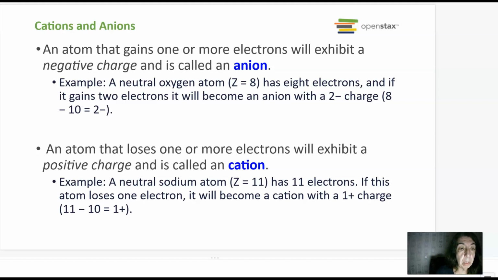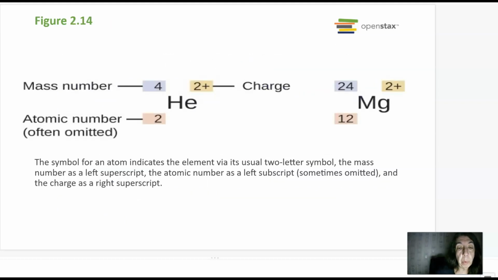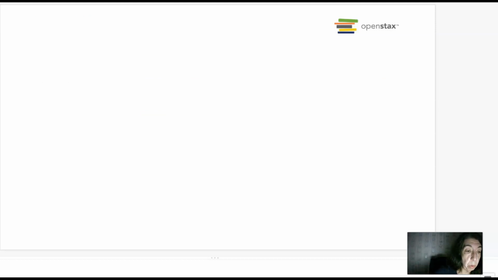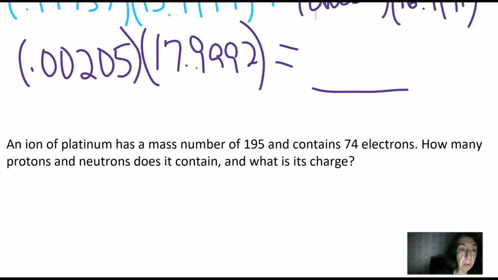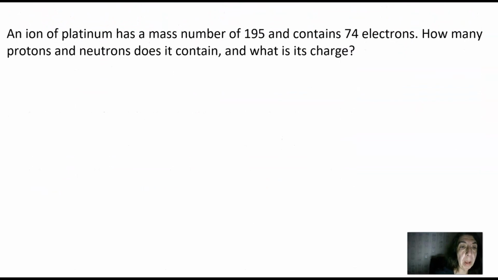And you can write these in the same way that you would write them, only this time you write the little charge up in the upper right hand corner. So helium with a 2+ charge would look like that, and magnesium with a 2+ charge would look like that. So we can also look at some examples of this as well. So an ion of platinum has a mass number of 195 and contains 74 electrons. How many protons, neutrons, and electrons does it have, and what is its charge?